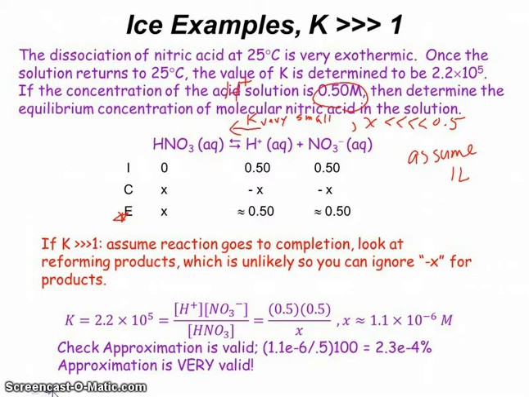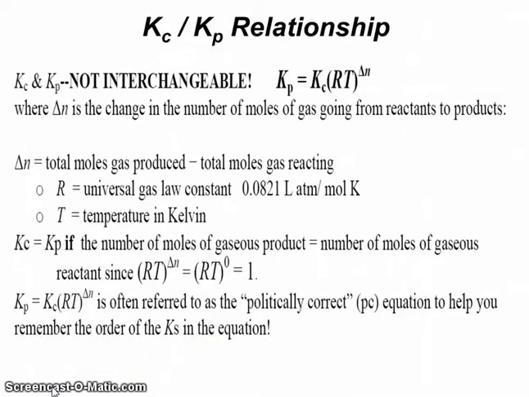As long as your K going forward is greater than about 10 to the third, you can use this approximation. And going backwards, it would need to be less than 10 to the minus 3. Last thing we want to talk about, it looks like Le Chatelier will have to wait for another lecture as we're quickly running out of time.